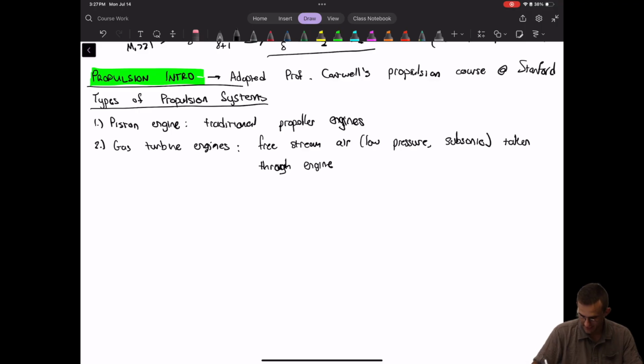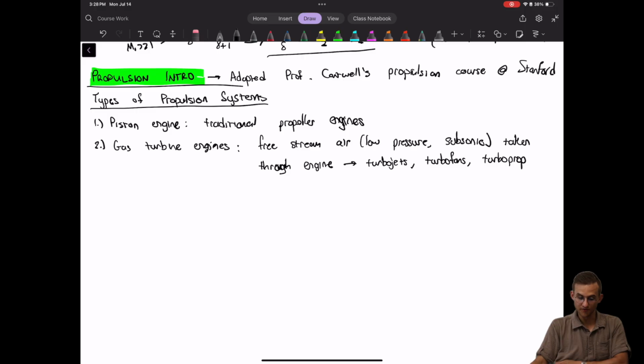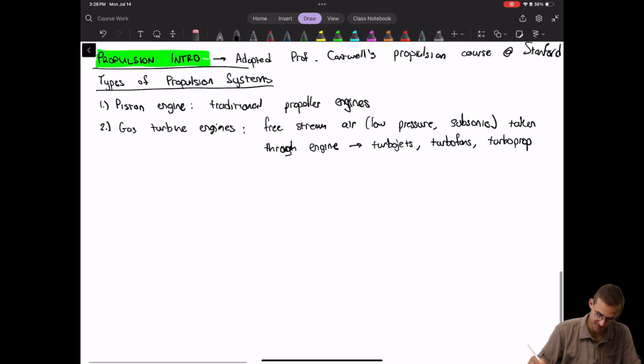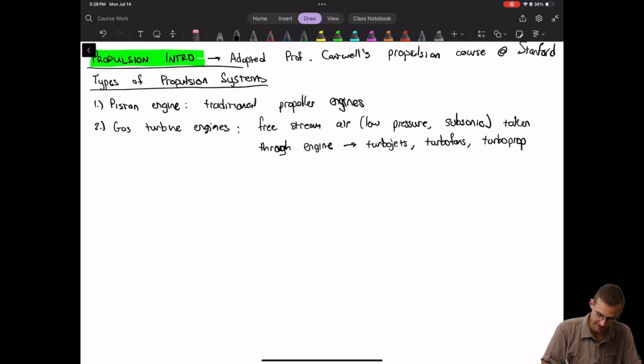Some examples of these are turbojets, turbofans, and turboprops. These are all types that you'll find in commercial airlines today. And in fact, they're propulsion systems that we'll go through in great detail in subsequent lectures.